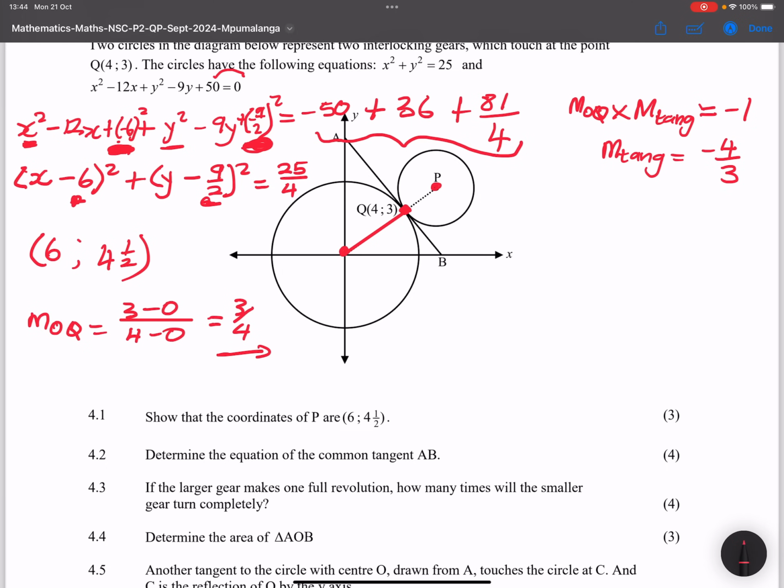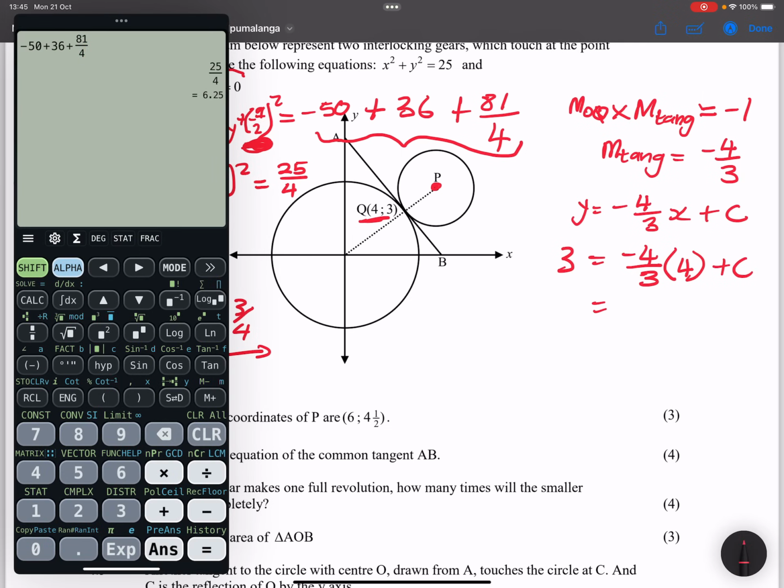Now that we've got the gradient of the tangent, we can find the C value. So we say y is equal to negative 4 over 3 x plus C. But to get the C value, let's substitute that common point, which is Q. So when y is 3, negative 4 over 3, x is 4, we say 3 equals negative 16 over 3 plus C. If we take it to the other side, it becomes positive. So 3 plus 16 over 3 gives me 25 over 3. So C is 25 over 3.